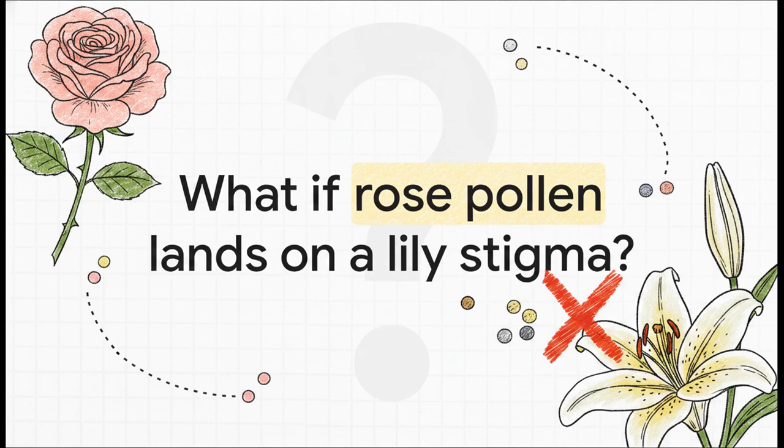Fertilization will fail because it only works when the male and female cells belong to the exact same species. It is a perfect reminder of how brilliantly specialized yet incredibly fragile the natural mechanics of plant reproduction truly are.